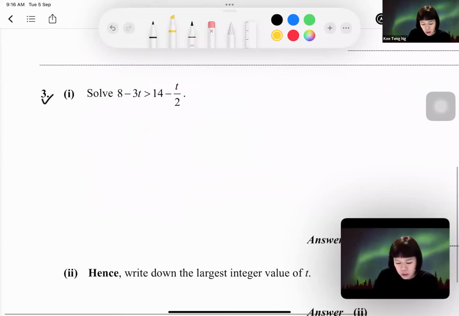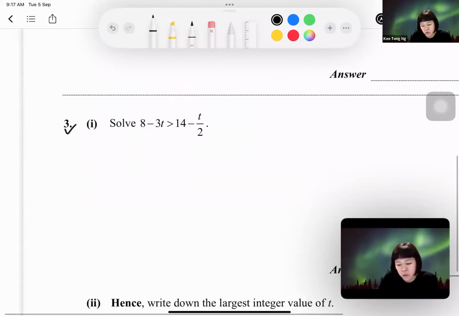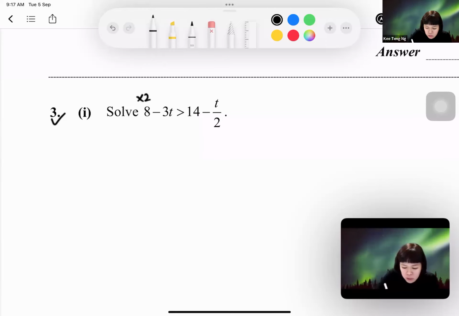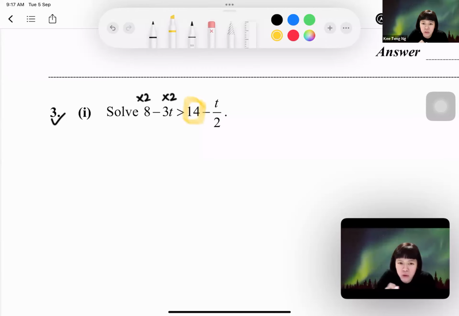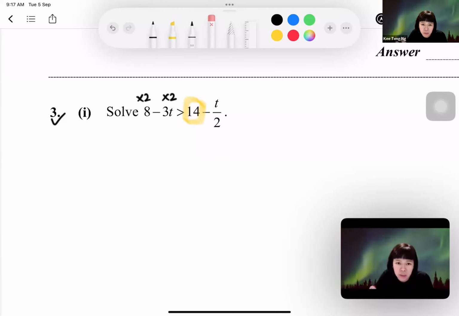Okay, next one, question number 3. This one over here, just to go through it a little bit. Now, there are some people who don't like to work with fractions. Then you might want to multiply. But there is a little bit of danger that you need to double check. If I were to multiply 2 to 2, to get rid of, most of the students will say times 2, times 2. Then they forget that this number 14 also needs to be multiplied by 2. This is the common mistake that some people will make.